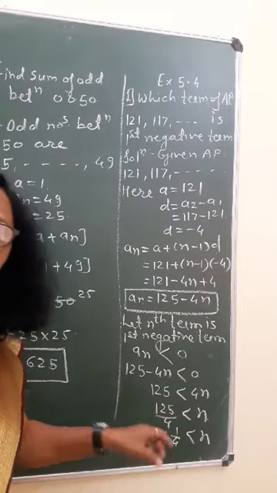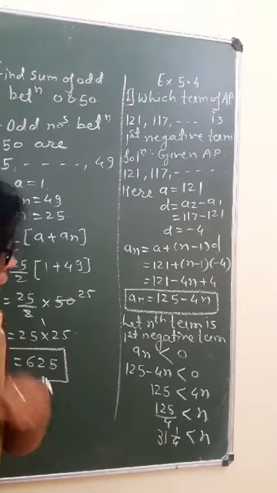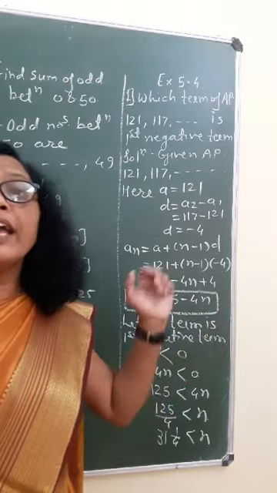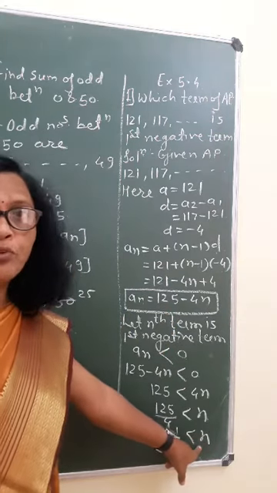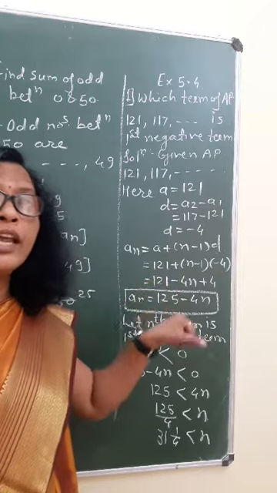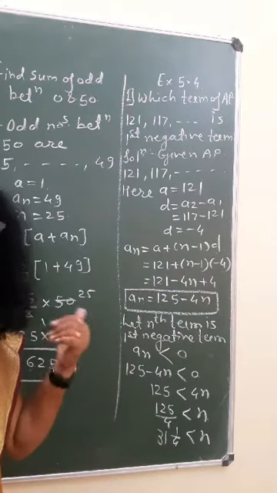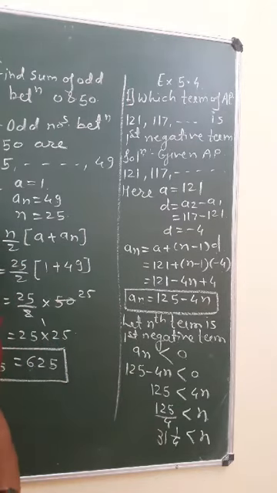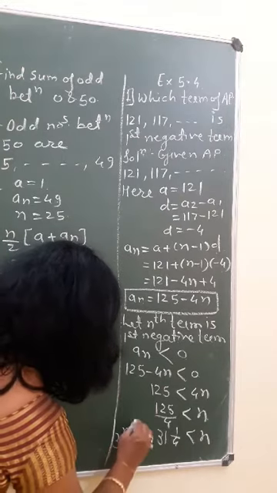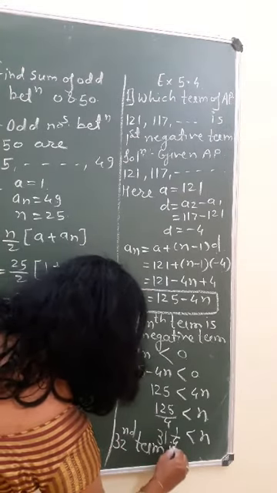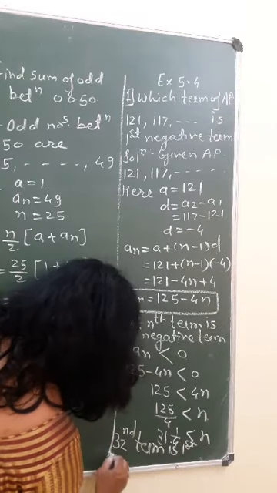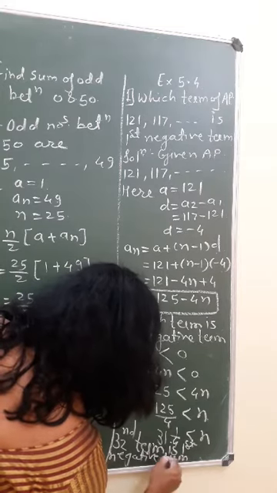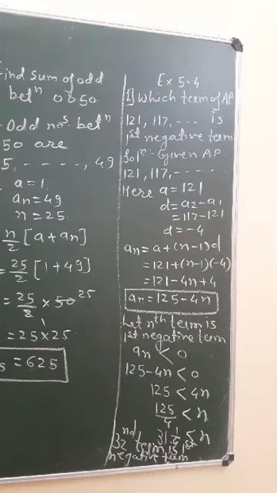This is a mixed fraction. So after 31 1 by 4, which number will come? 32nd. That's why we will say n, we have to find the value of n. n means the first negative term. That's why we will say the 32nd term is the first negative term, which is greater than 31 1 by 4. So the 32nd term is the first negative term. Okay, so you must have understood.